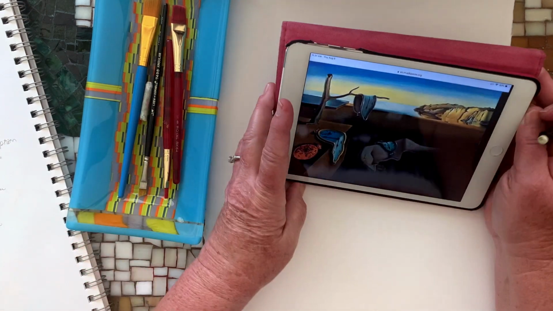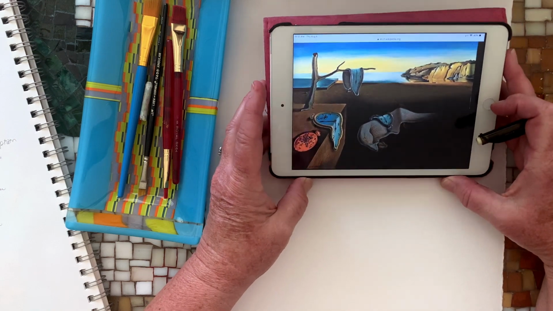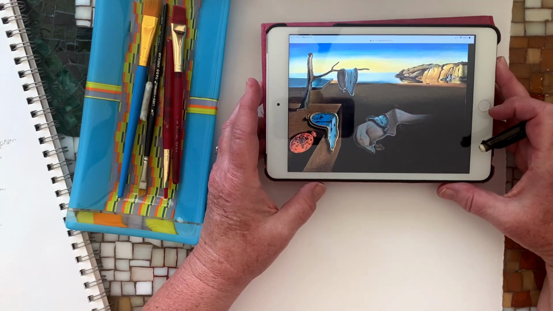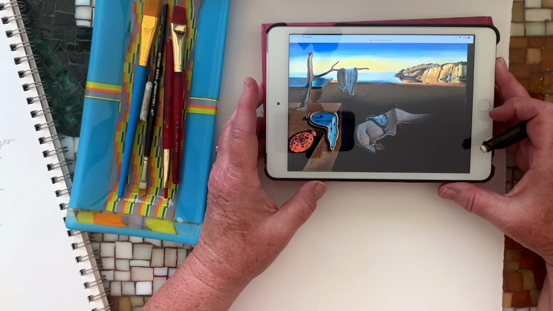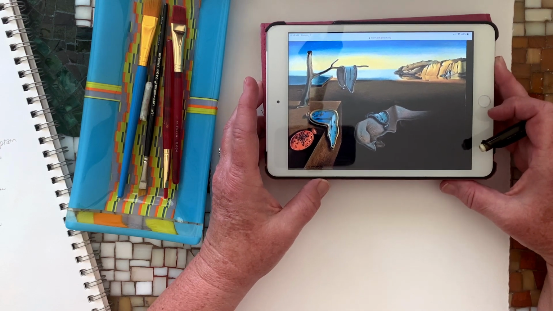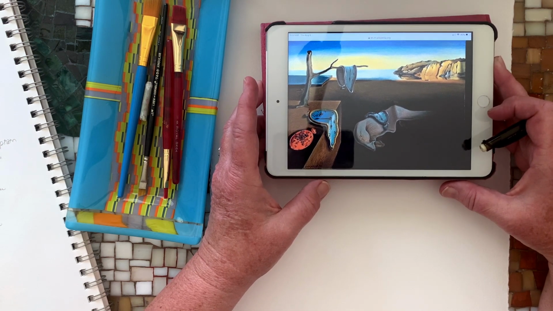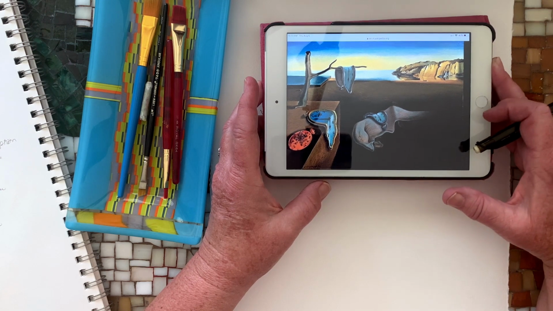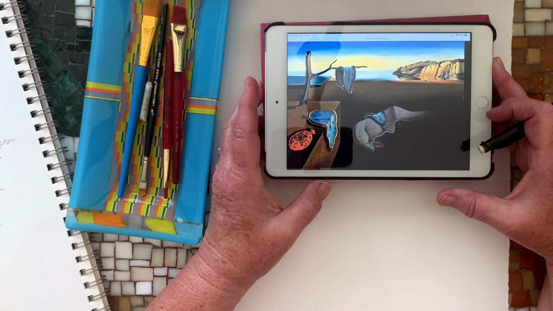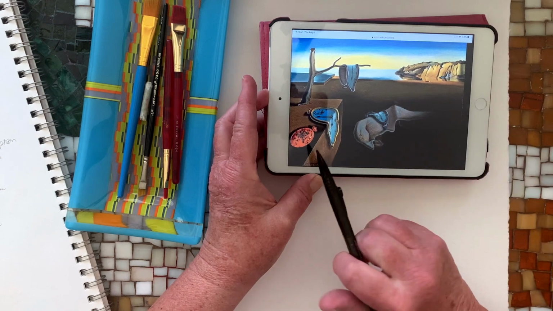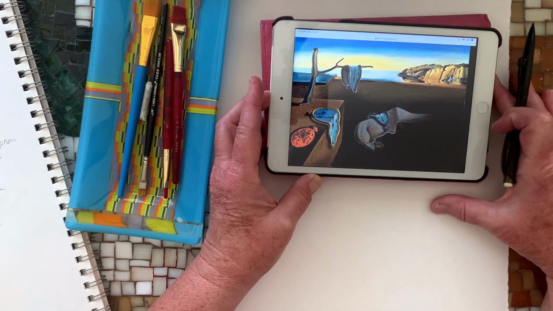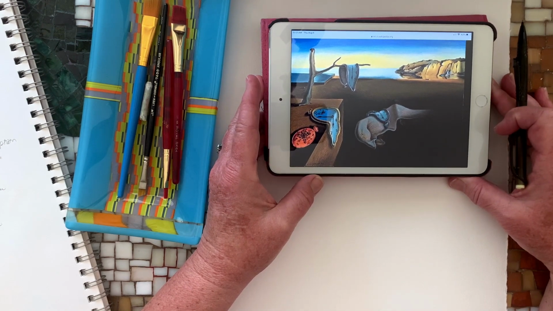Before he was a surrealist painter, Salvador Dali actually studied art, and he studied with the Renaissance masters, and they were so precise in their drawing of figures and everything. So to see him start drawing something like this, people were kind of worried about him.